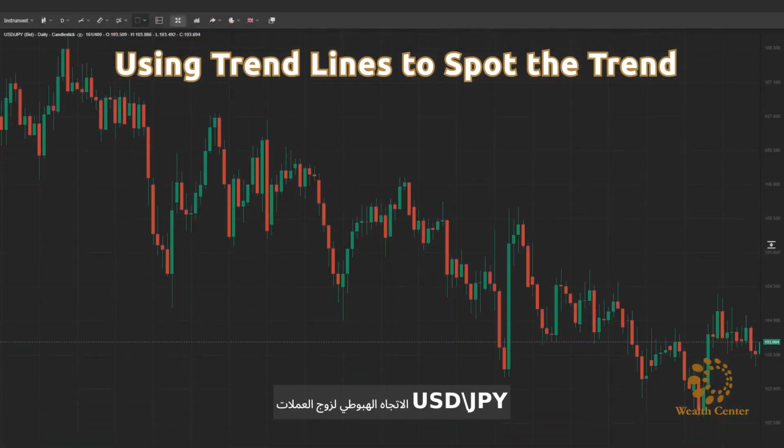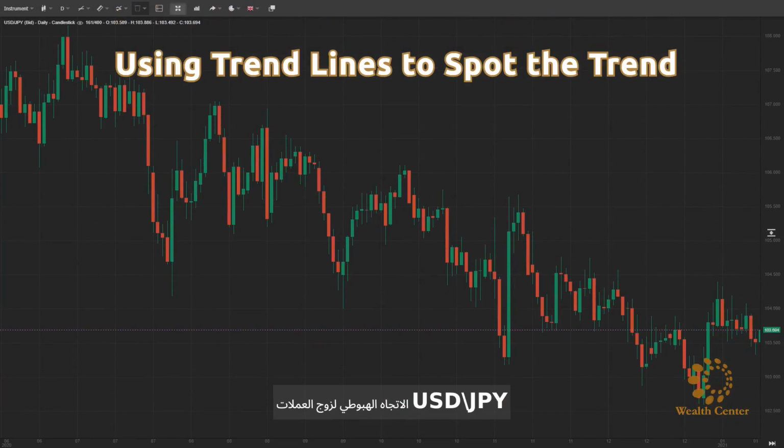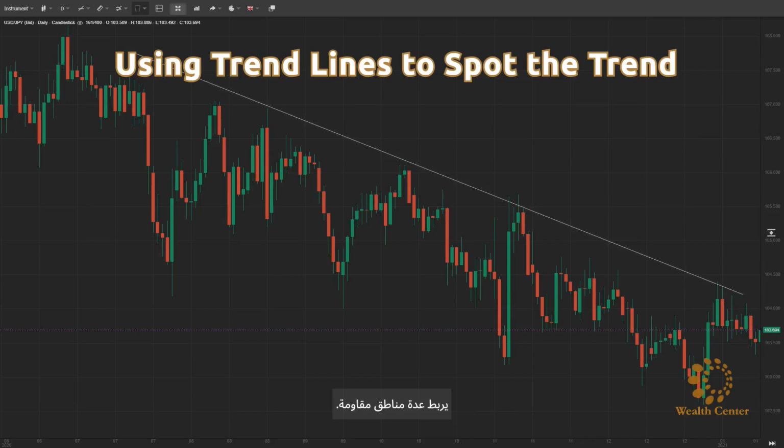In this example, the USD JPY downtrend is established by using an angled trend line that is connecting several resistance areas. Once again, the downtrend is likely to continue as long as the price action remains below the trend line. A breach above the resistance line is likely to mark the end of the downtrend.